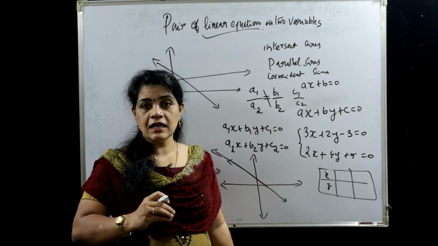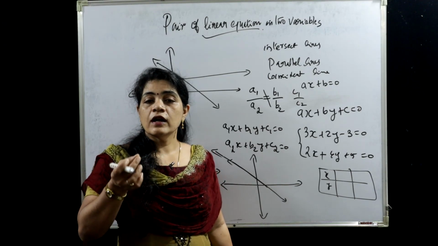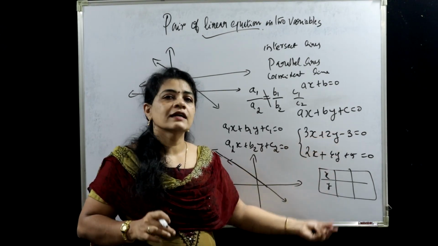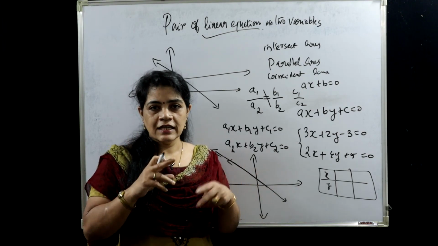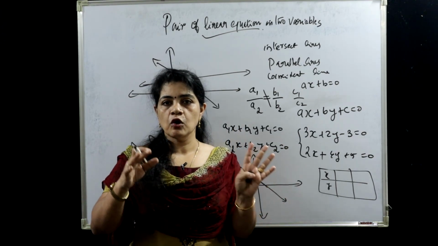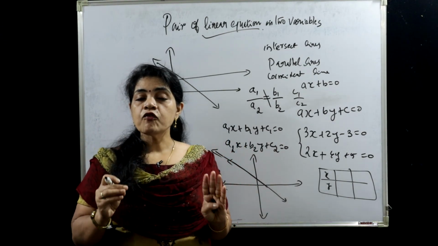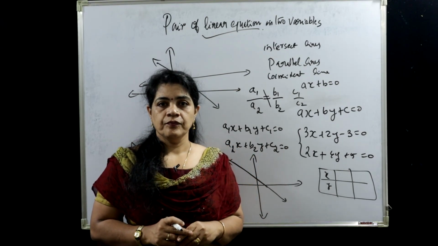That means in that case, we will say that it has only a unique solution. For one and only one value of x and y, the equations will be satisfied. That is the meaning. Once again I will repeat what I said just now: if a1 by a2 is not equal to b1 by b2, in that case the graph of that pair will intersect at one point.